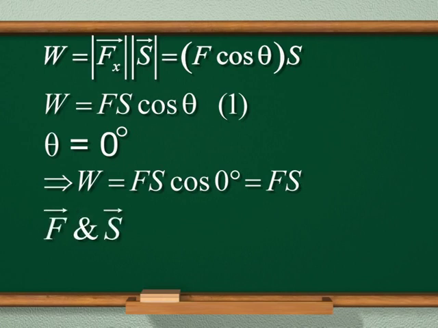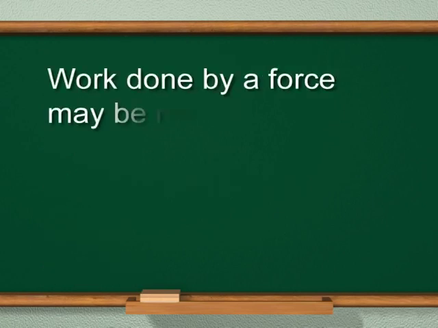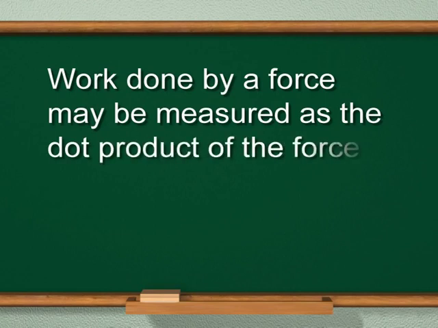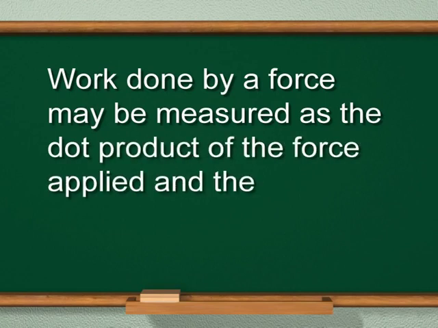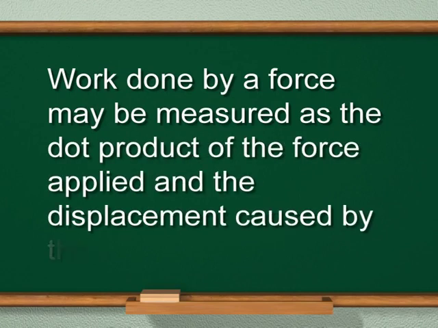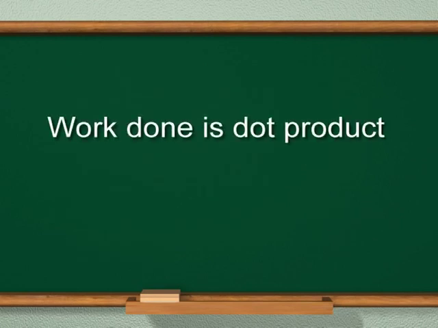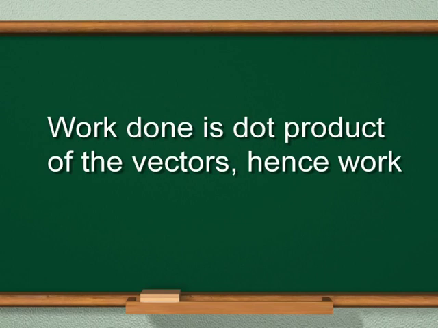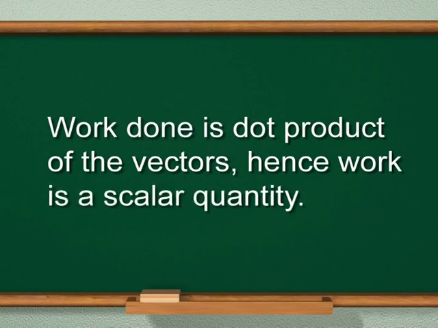Thus, as F and S are vectors, equation 1 may be written as W is equal to vector F dot vector S. Hence, work done by a force may be measured as the dot product of the force applied and the displacement caused by the force. As work done is the dot product of vectors, work is a scalar quantity.